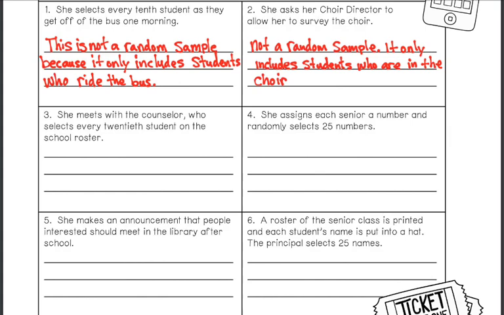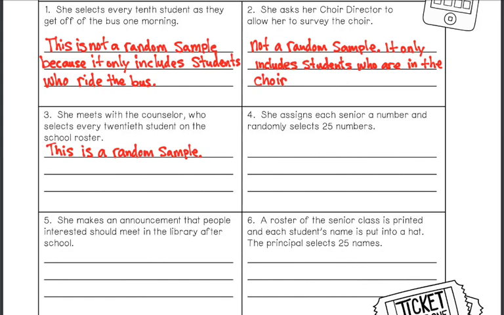All right, this next one says she meets with the counselor who selects every 12th student on the school roster. The school roster is a list of all the students in the school. So if they select every 12th student on that roster and every student is on the roster, then that one definitely is a random sample, because everybody has an equal chance of being selected.